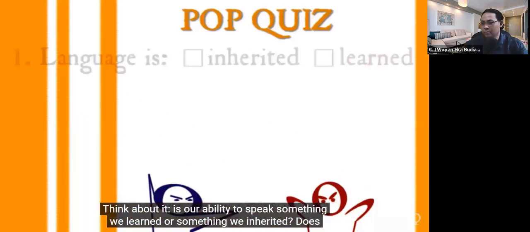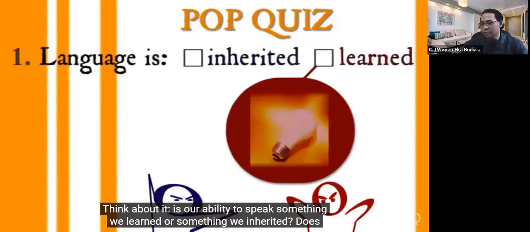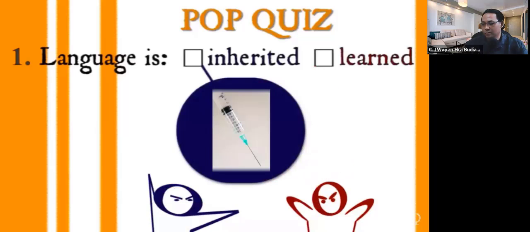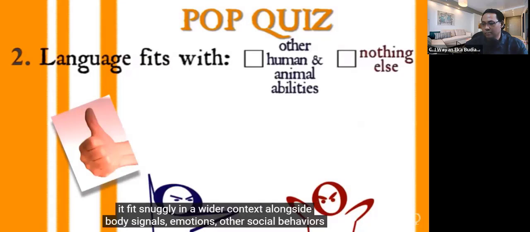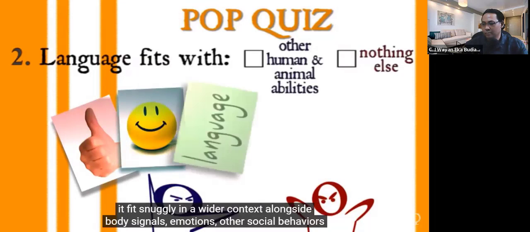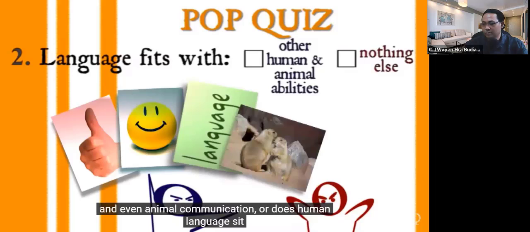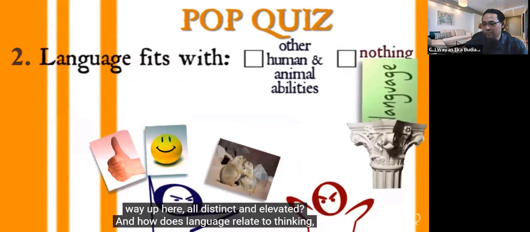Is our ability to speak something we learned or something we inherited? Does it fit snugly in a wider context alongside body signals, emotions, or other social behaviors and even animal communication? Or does human language sit way up here, all distinct and elevated?